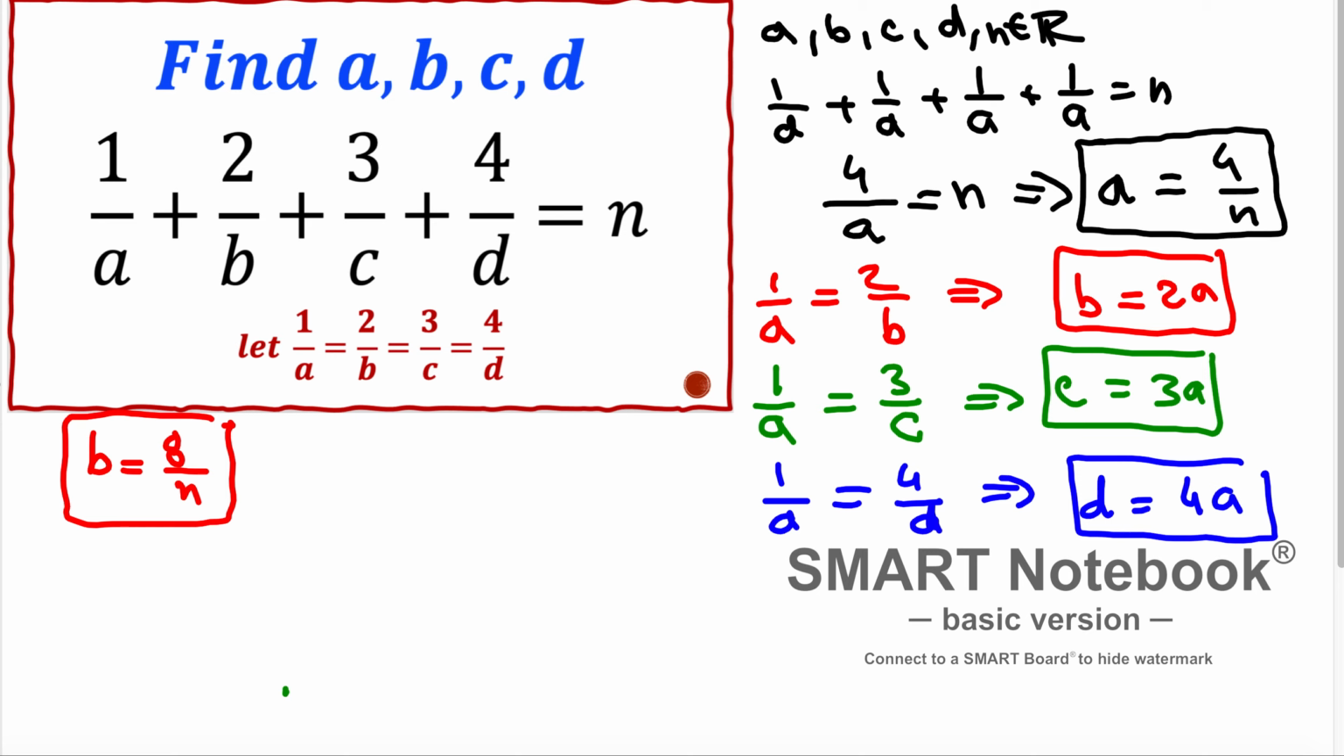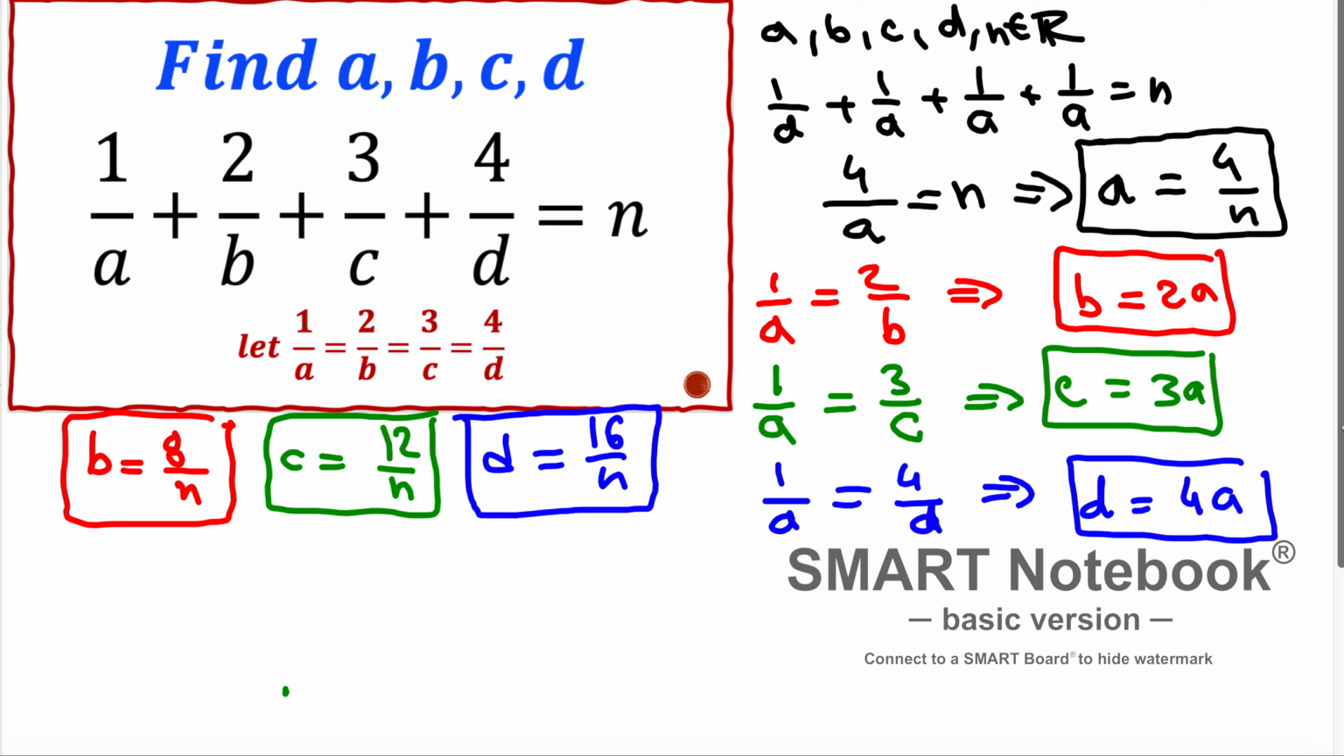If I'm going with C, so C is going to be equal to 3 times A, but A is 4 over N. If I'm substituting 4 over N instead of the A, 3 times 4 is 12 divided by N. So C is going to be equal to 12 divided by N. So this is C. If I'm going to find the D, so let me write D here. D is going to be equal to 4A, 4 times A. A is 4 over N. 4 times 4 is 16 over N. So this is equal to 16 divided by N.